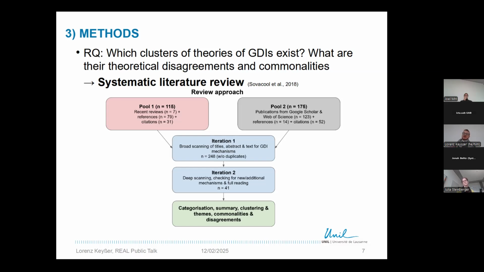So these arrive at 41 publications, and these we read in full and check for new additional mechanisms that actually add something to what we had already collected. And from there on, we categorize, write the mechanism summaries, and put the mechanisms in clusters, and the clusters again in themes, so super clusters basically, and carve out the commonalities and disagreements between the theories and clusters.